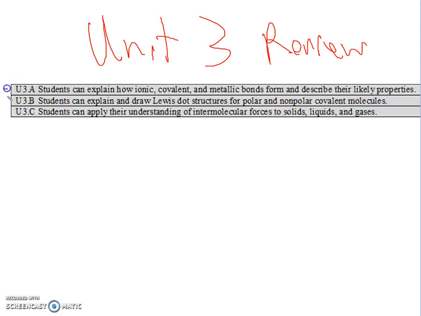Okay, we have 4 standards, these 3 plus the literacy. Standard A is just kind of knowing ionic, covalent, metallic bonding. Standard B is going deeper into covalent. Can you draw Lewis dot structures? And do you know polar versus nonpolar? And then standard C should be fairly straightforward. We didn't spend a lot of time on it, but it is its own standard: can you connect the forces between solids, liquids, and gases?